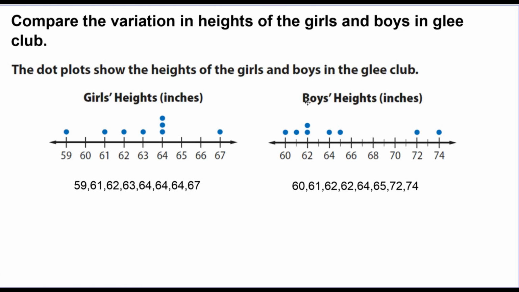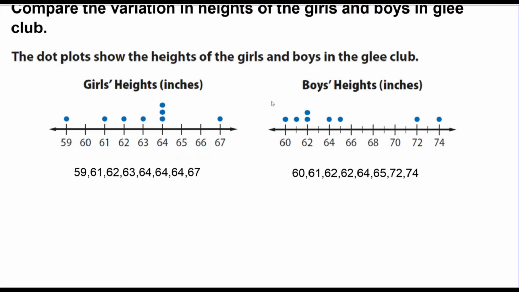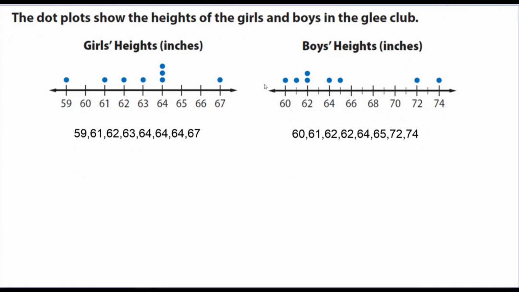So let's take a look at these two data sets, and we're going to compare the variation in heights of the girls and boys in Glee Club. The dot plots show the heights of the girls and the boys in Glee Club, and we want to compare their variations. Again, we're not comparing their measures of center. We're not saying who's taller. We're just saying which group is more consistent or less variable in their heights.